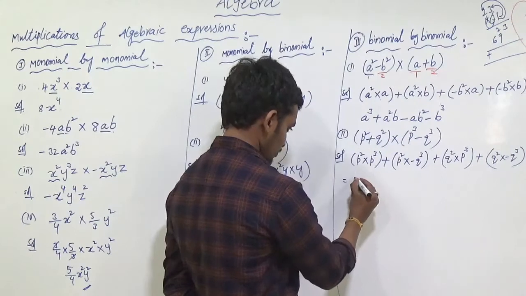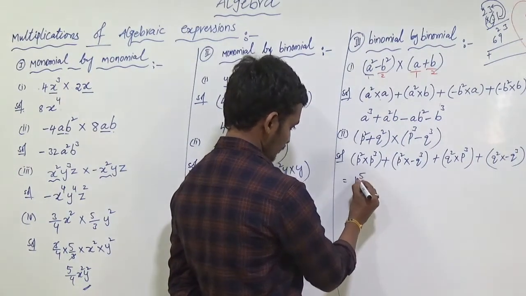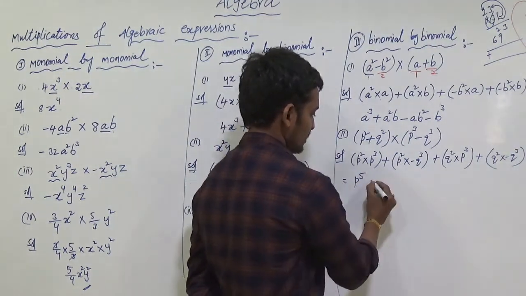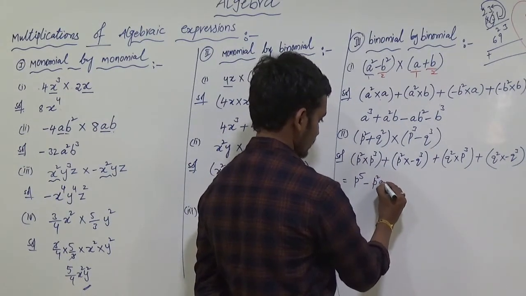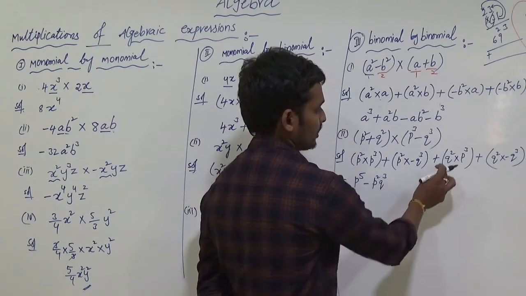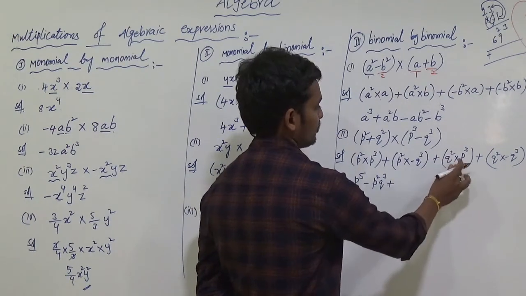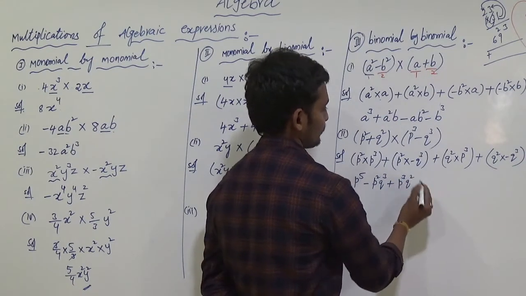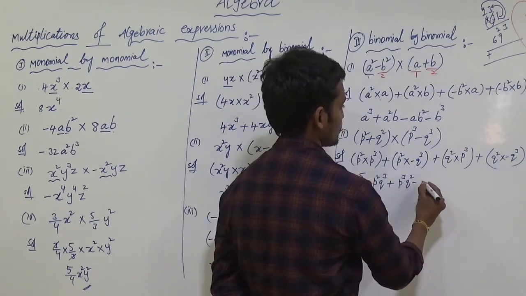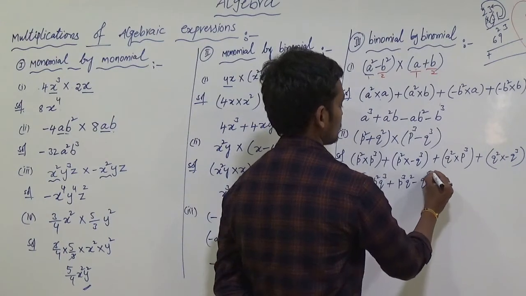p square into p cube is p power 5. Here plus into minus, p square into q cube is minus p square q cube. Here plus p cube into q square is p cube q square. Here plus into minus, q square into q cube is minus q power 5.